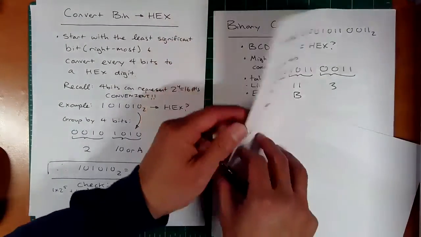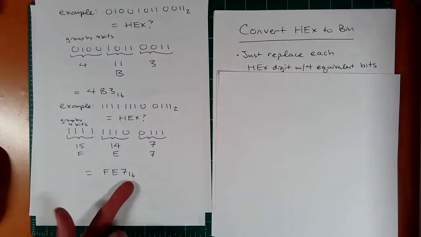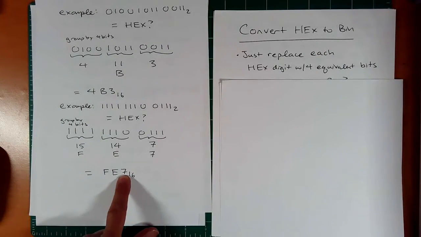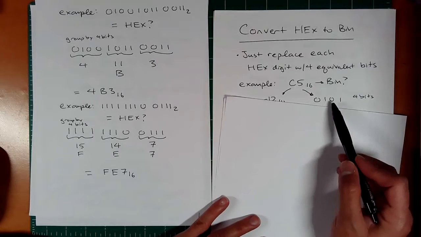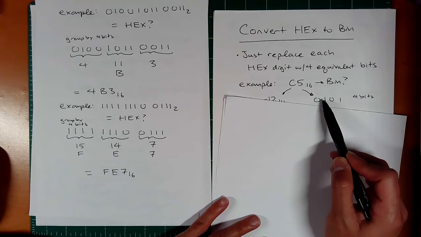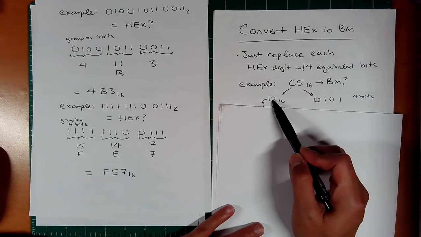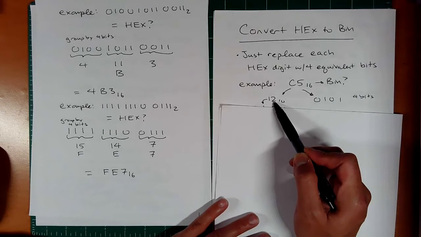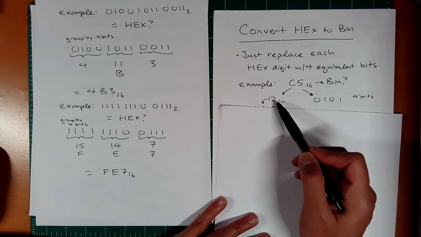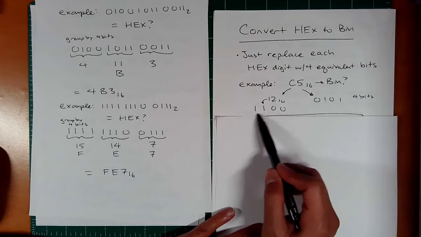Okay. What about going backwards? Well, if you see the hex number, just take it and convert each digit to its equivalent 4 bits. So if I see 5, that's going to be 0101. This is the ones place and the fours place. So that's 5. And C is the same as 12 in base 10, right? A, B, C, 10, 11, 12. And so if we want to convert 12, we can say 8 plus 4. So look at this, ones place, twos place, fours place, 8 place, 8 plus 4.